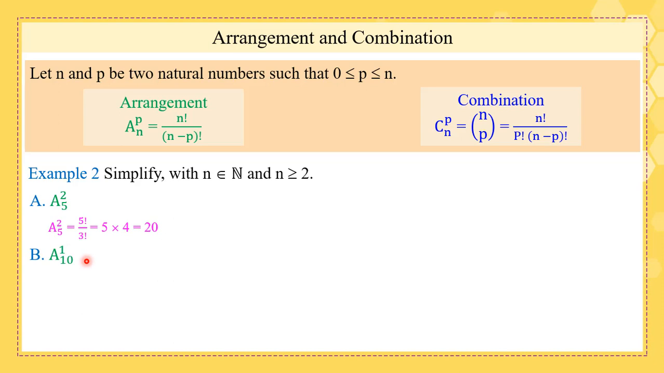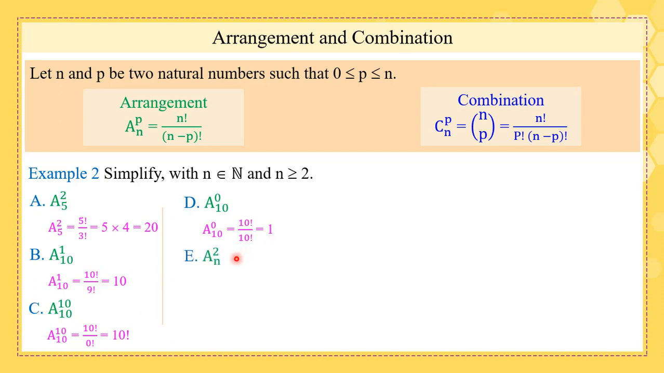Now A(10,1), also applying the main definition, we get 10 factorial over (10 minus 1) factorial, which is 10. A(10,10) is 10 factorial over 0 factorial, and remember by convention 0 factorial is 1. Well, this quantity would be 1. And A(n,2) would be n factorial over (n minus 2) factorial, which is n times (n minus 1). And finally this quantity, which is n factorial over (n minus n minus 1) factorial, which is 1, and this would be n factorial.